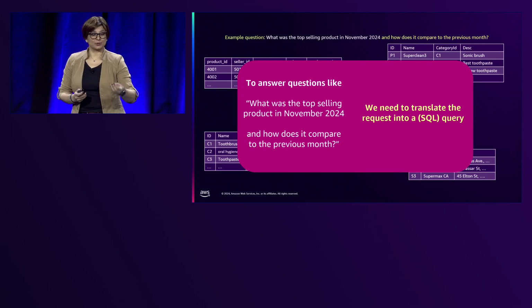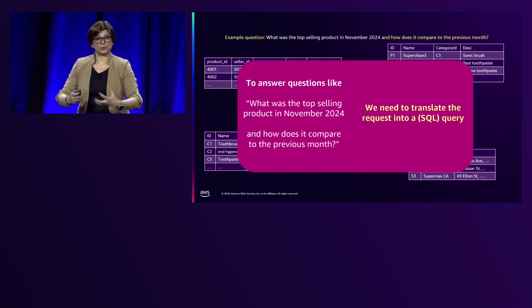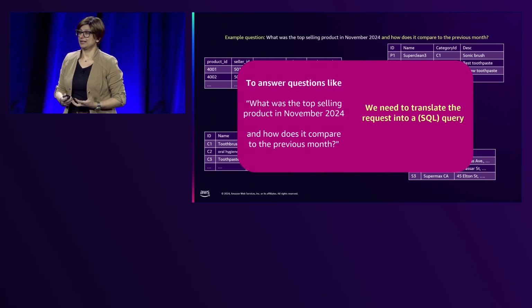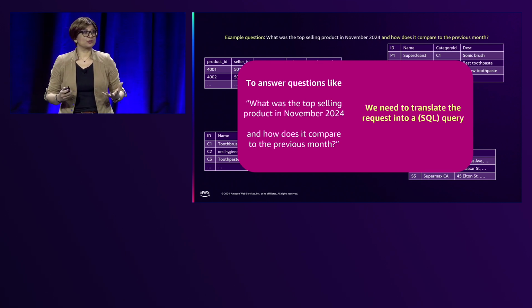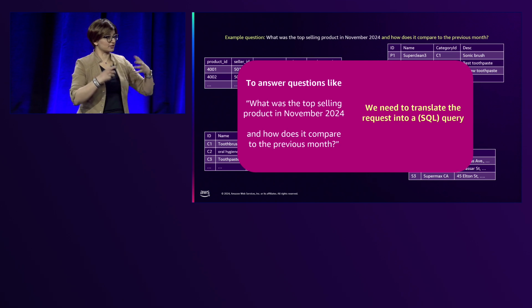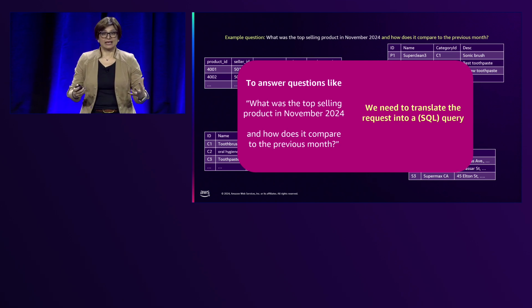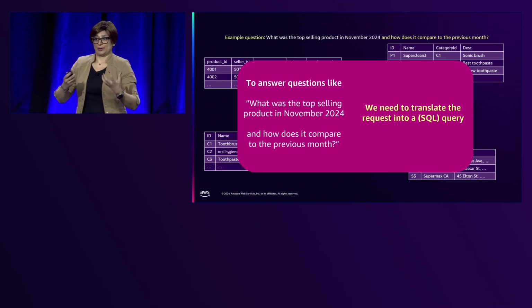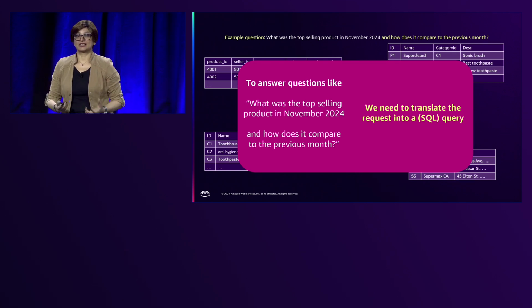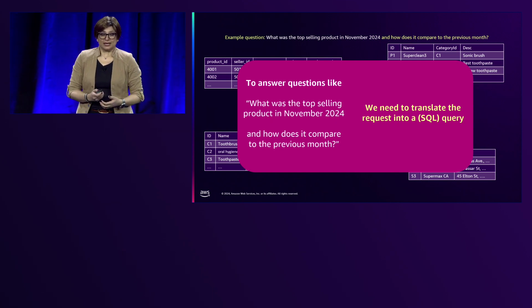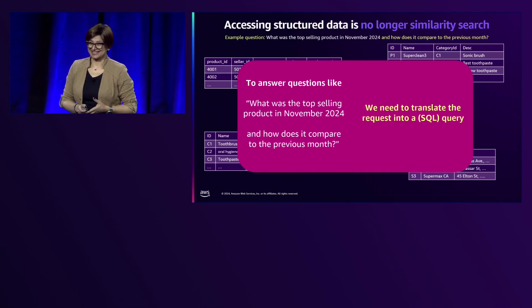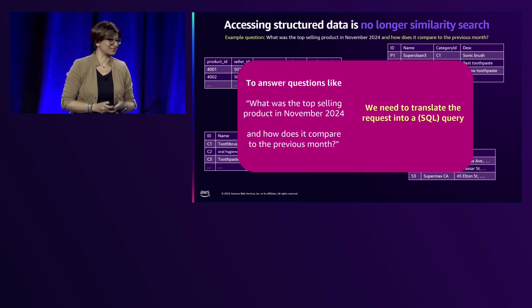You would need to translate your natural language queries and generate the SQL query out of it, right? So how would you do that? You cannot do that if your model or your system cannot understand the data, if it cannot understand the schema behind it or the query engine. So there are a lot of challenges and a lot of intricacies while building this, right? And accessing the structured data is no longer similarity search. It's more than that. We all know this.